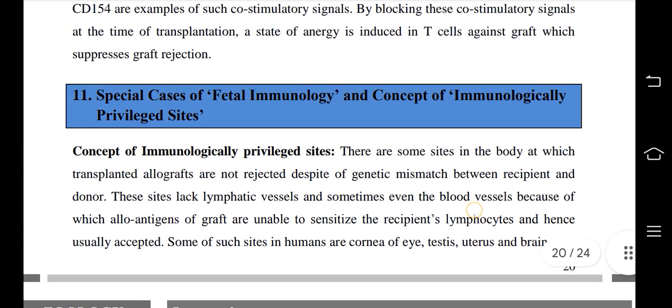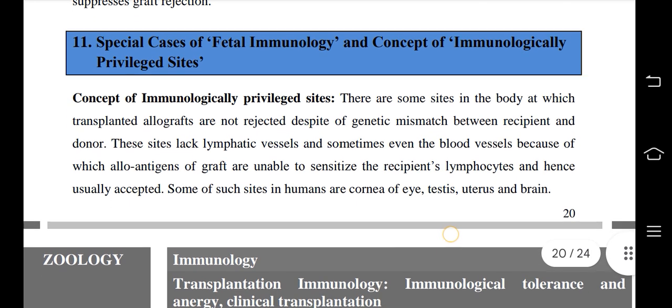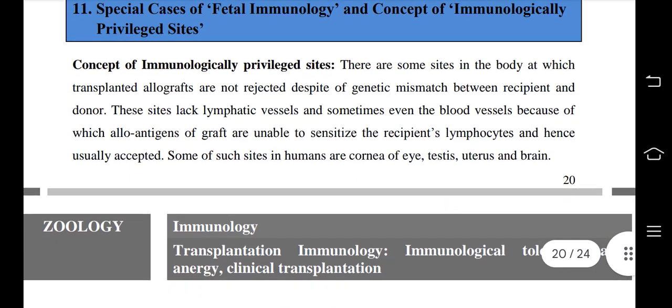Then special cases of fetal allograft and the concept of immunologically privileged sites. There are some sites in the body at which transplanted allografts are not rejected despite genetic mismatch between recipient and donor. These sites lack lymphatic vessels and sometimes even blood vessels, because of which alloantigens of the graft are unable to sensitize the recipient's lymphocytes and hence are usually accepted. Some of such sites in humans are the cornea of the eye, testis, uterus, and brain.